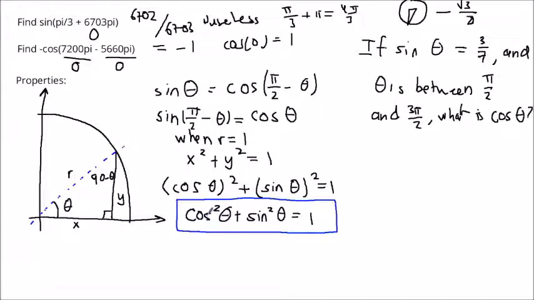The Pythagorean theorem is x squared plus y squared, a squared plus b squared equals c squared, but this is the identity of Pythagoras. Even though he didn't actually come up with it.